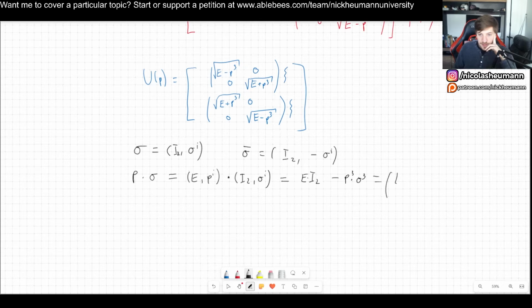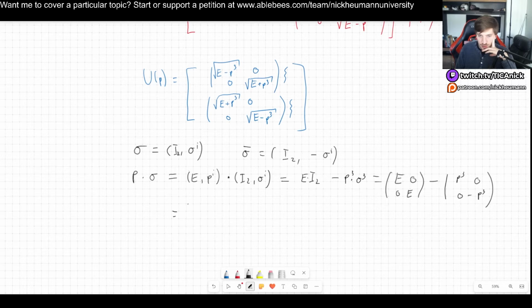All right. Now, what does this thing look like? This would be E, 0, 0, E, minus, what is sigma 3? Sigma 3 is, as we saw before, 1, 0, 0, minus 1. So multiplying by the momentum, or p3, we get p3, 0, 0, minus p3.